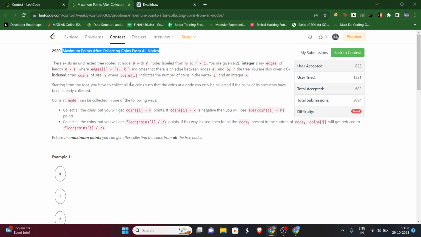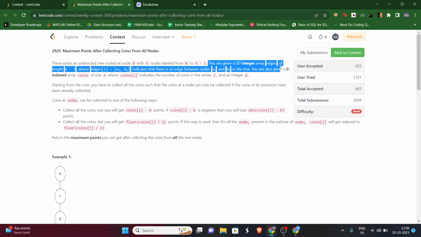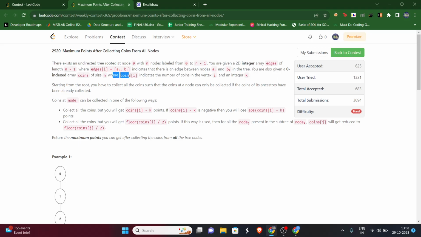Cool. So what the question says is that we will be given a tree, an undirected tree. So that's basically just a normal tree, rooted at node 0, and we will be given edges to construct this tree, and we will have one array coins which represents the coins stored at the ith node. And we will have one integer k.